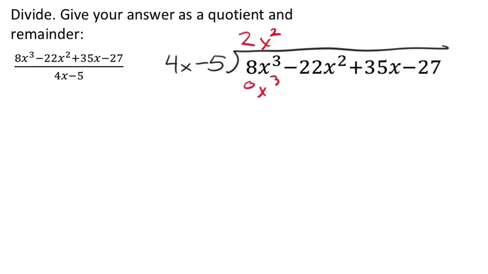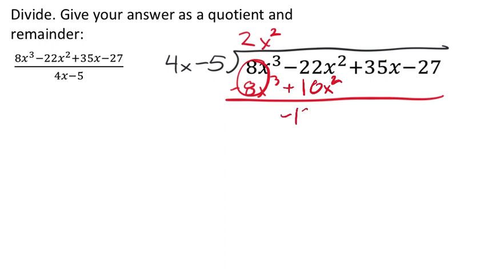2 times 4 is 8, but I'm taking those away because those are being used. And now I've got to multiply the 2x squared by the negative 5. Now, in doing that, 2 times 5 would give me 10 of the x squared. But since it's a negative 5, actually, I'm going to change that operation. Instead of subtracting that out, I've got to add it in. Okay, so what does this do? It actually zeroes out the 8x cubed as planned. But now we've got negative 22x squared plus 10x squared, which is going to be negative 12x squared. Everything else just drops, so that's nice.